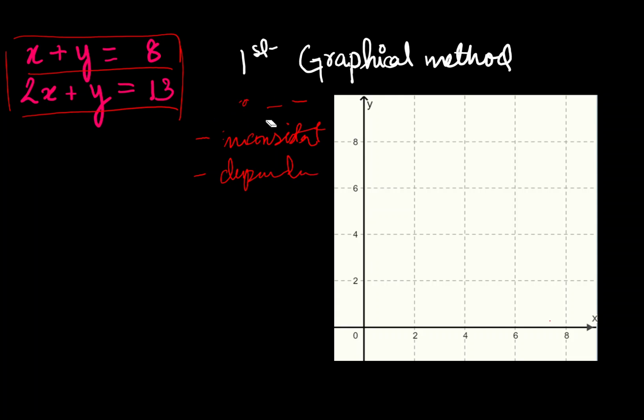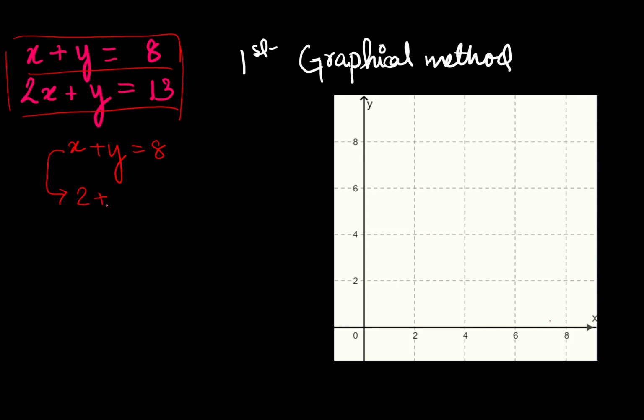Anyway, to start off, let us find two solutions of the first equation, that is x plus y equals 8. Here let's consider x to be 2. Because we're considering x as 2, we get y as 6. So one point formed by the first equation is x as 2 and y as 6, that is (2, 6).